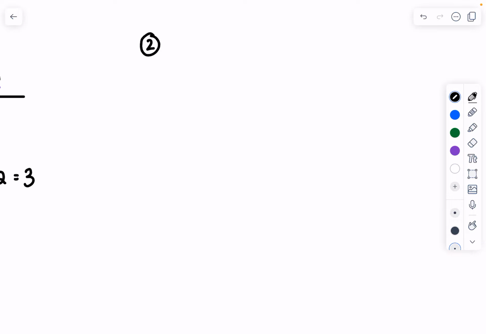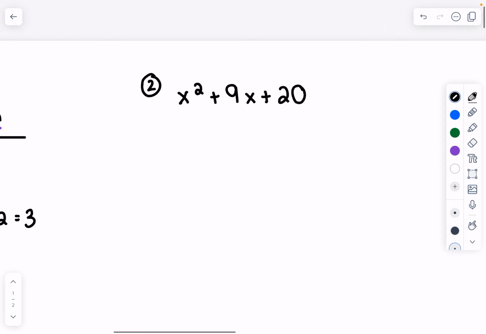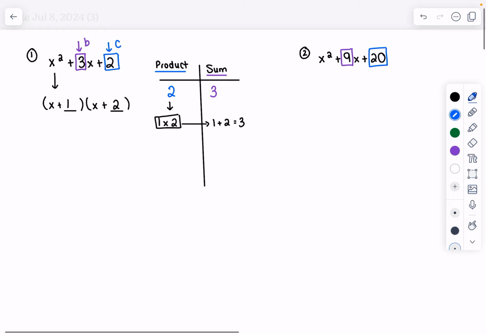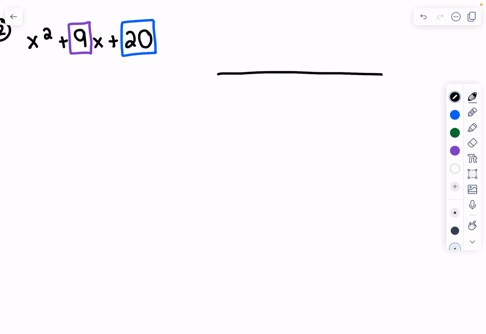So another example is x squared plus 9x plus 20. Okay, I'm going to follow a very similar procedure here. So I am going to get two numbers that add to 9 and that multiply to 20. I'm personally going to stick to the same method. I find the same method is usually easier, especially in a fast-paced learning environment.